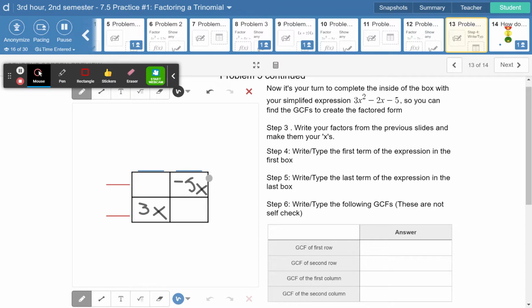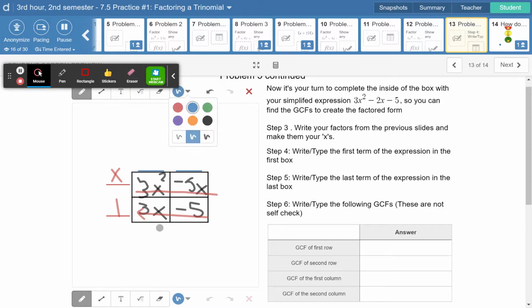Now if you chose to put 3x on the top corner and negative 5x on the bottom, that's totally fine. That's doable. So first term, first box, last term, last box. So then we can find the GCFs here. The GCF of a positive 3x squared and a negative 5x is just an x. Positive 3x and negative 5 is just a positive 1 because our leading term is positive.